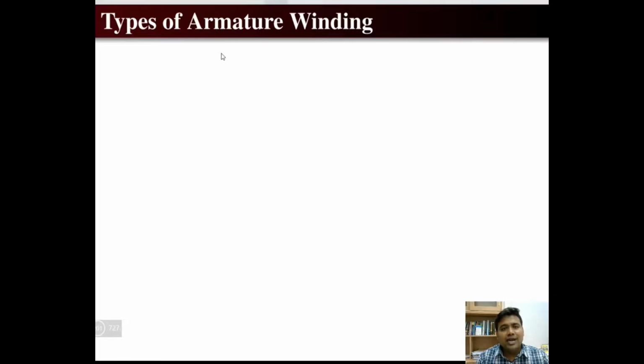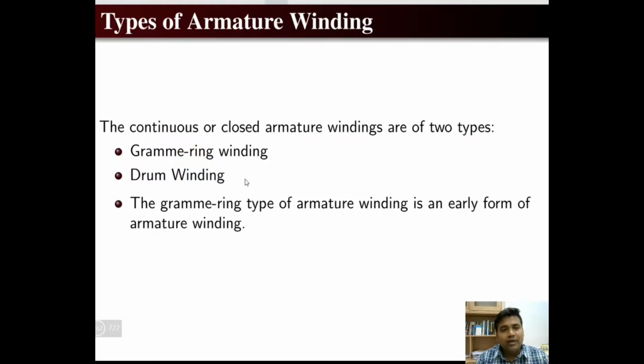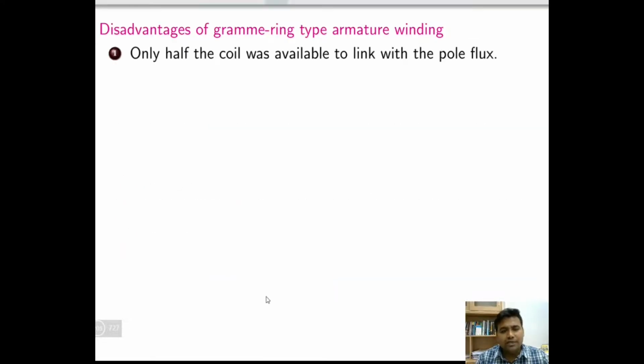So we'll discuss the types of armature winding. The continuous or closed armature winding can be of two types: one is known as the Gramme ring winding, another is drum winding. The Gramme ring type is an early form of armature winding. Early days we were using this Gramme ring winding. It was replaced by the more efficient drum type of winding, so we do not use the Gramme type, we use the drum type.